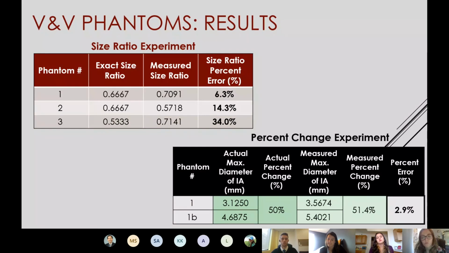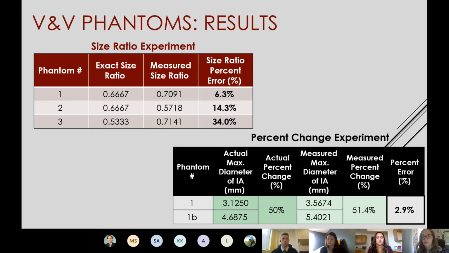We then used Phantom 1B, which was a phantom we also created that had an aneurysm that was 50% increased compared to Phantom 1. We ran that one as well through the code and got the measured max diameter of the aneurysm. We knew that comparing those actual max diameters of the aneurysms between the two phantoms gave an actual percent change value of 50%. We then compared the two measured max diameters of the aneurysms for Phantom 1 and Phantom 1B to find that measured percent change value, which was 51.4%.